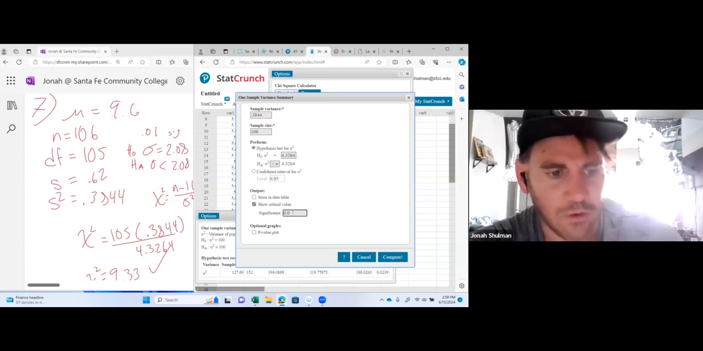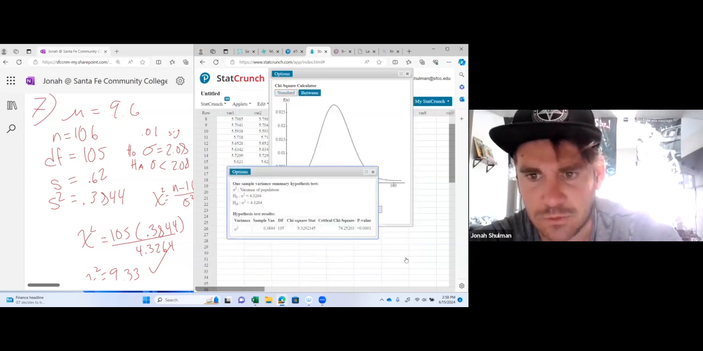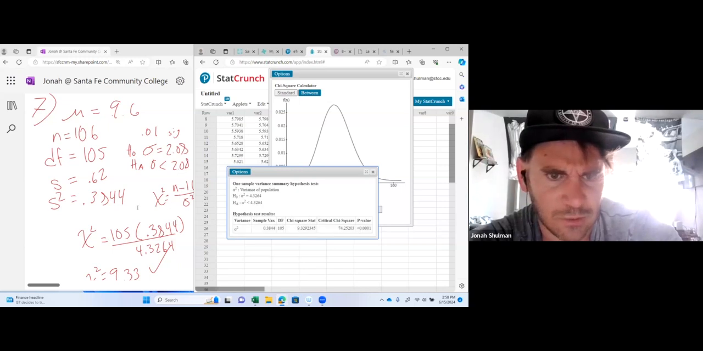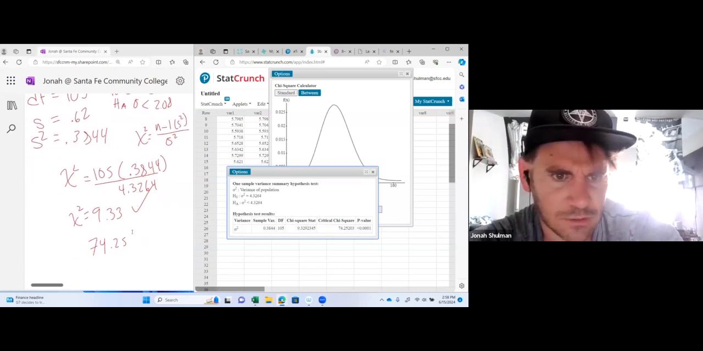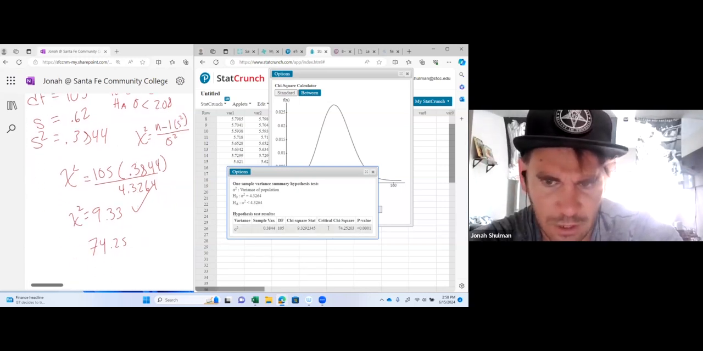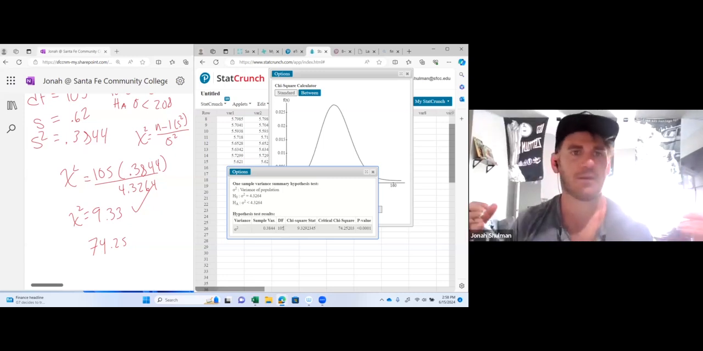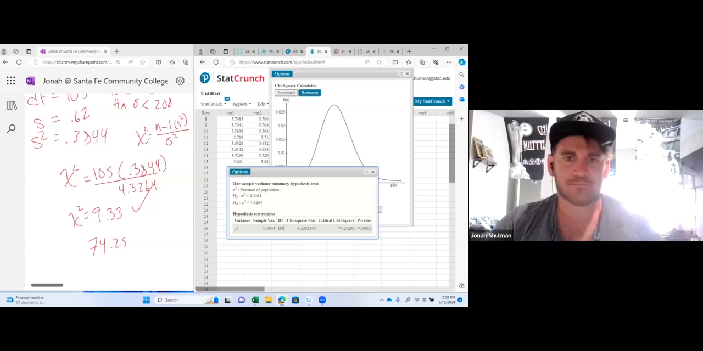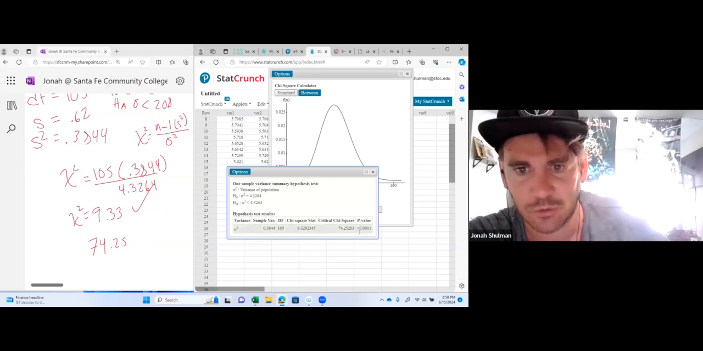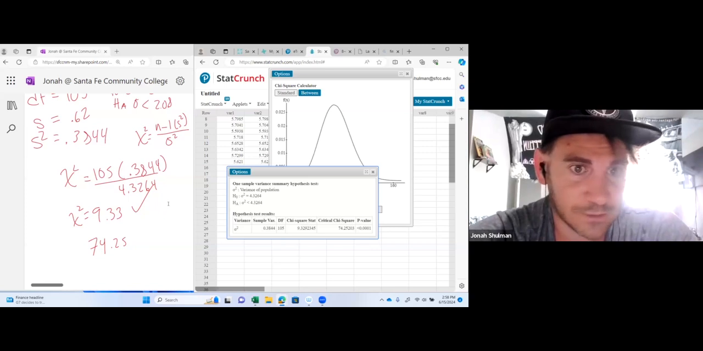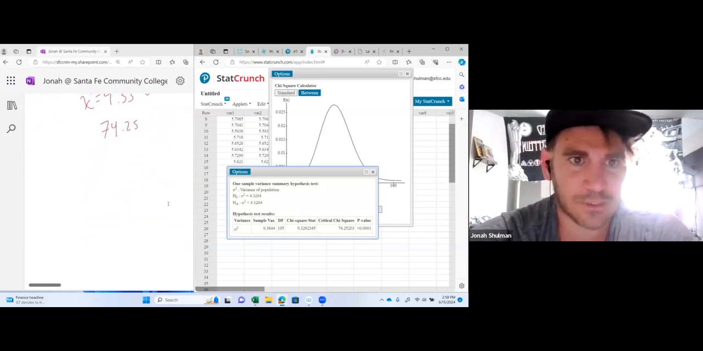We want this to be 0.01 now. Compute. It says it's significantly different. Our chi-square critical was 74.25. Beautiful. Our stat was 9.33, and everything worked out. Okay, so number 7 totally works. Every piece of it works. It says it's significant. This p-value is obviously less than 0.01. We're good to go. You can use both for this. I don't know where my errors were before, but at least I'm getting them right now.